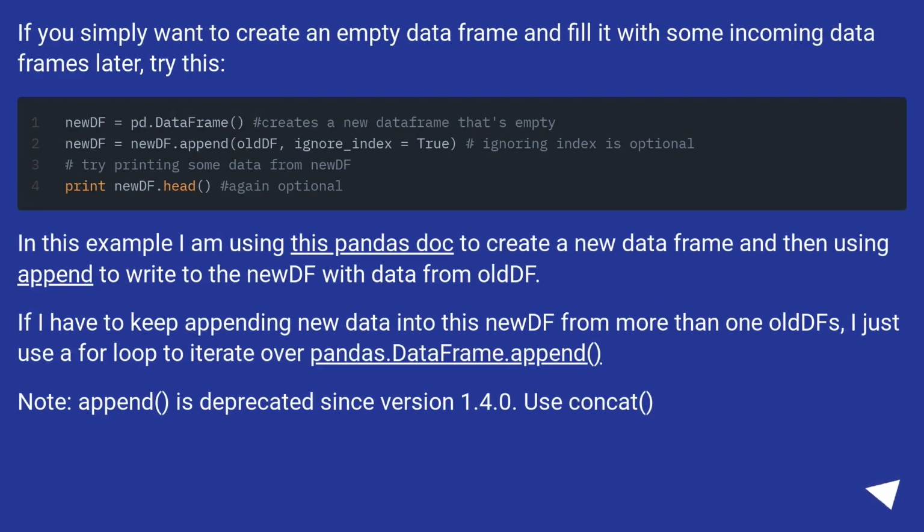If you simply want to create an empty data frame and fill it with some incoming data frames later, try this. In this example, I am using this pandas doc to create a new data frame and then using append to write to the new one with data from old. If I have to keep appending new data into this new one from more than one old, I just use a for loop to iterate over pandas.DataFrame.append. Note, append is deprecated since version 1.4.0. Use concat.